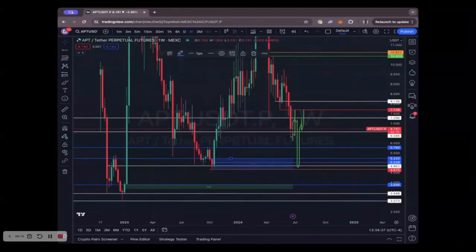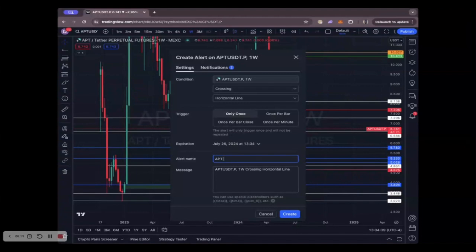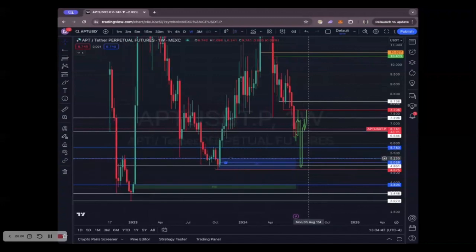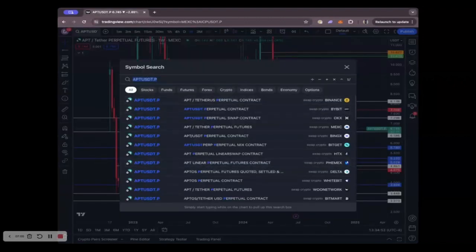So this is a good valid level as well for APT longs. And once this level hits, I'd like to see the reaction on the weekly, where we then take it and then close back above 5.2. And then we'll have a clear long. Until then, awesome.